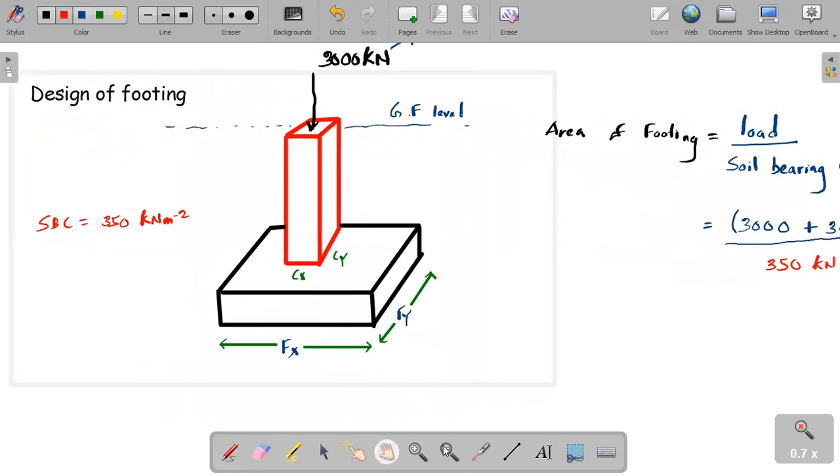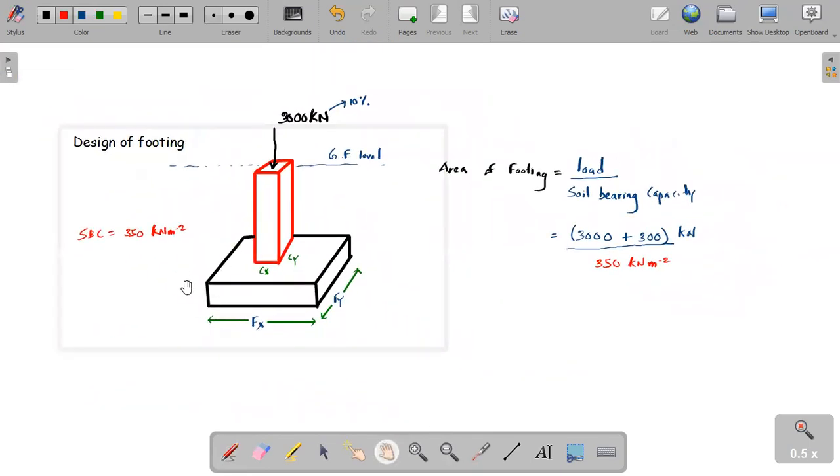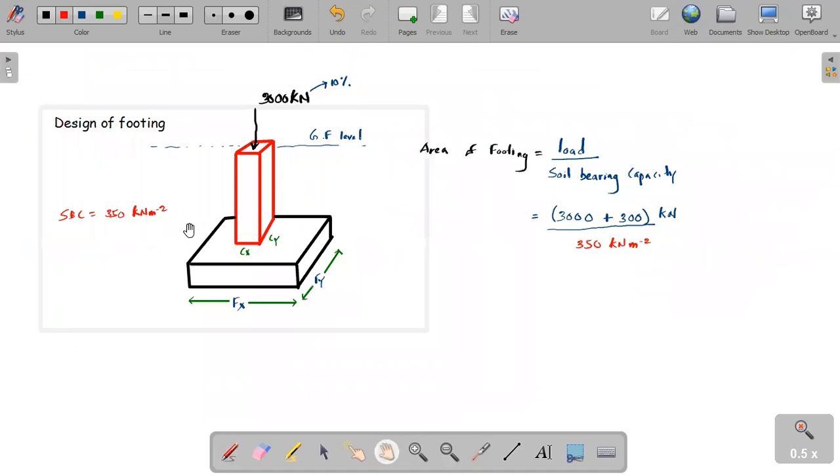Normally, if you are a university student, they will provide the data, then you can just put 350 for soil bearing capacity. But in site practice, that means if you are a civil engineer or a construction worker, you should take 50% of the soil bearing capacity. It is good for you.